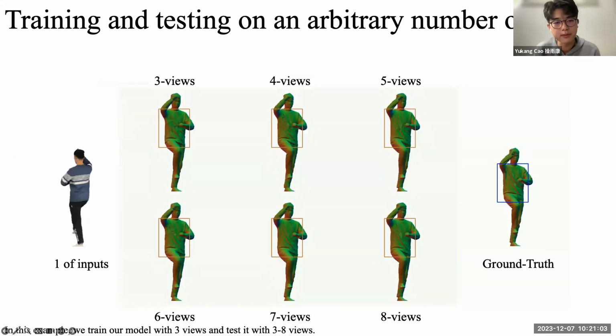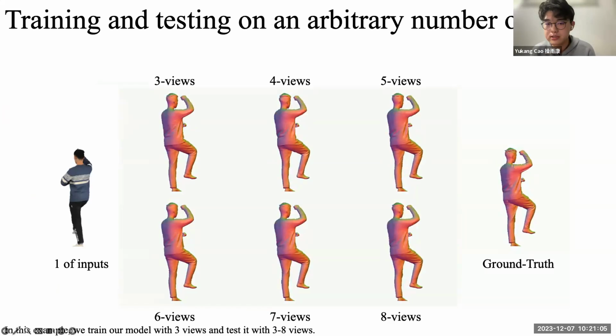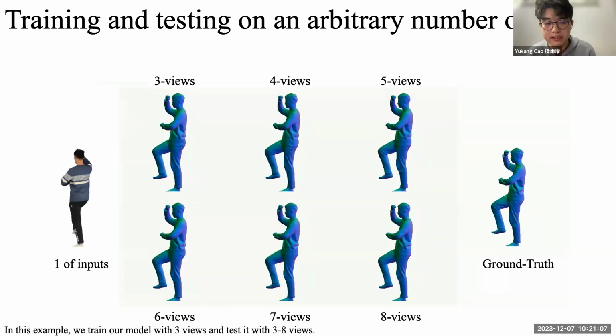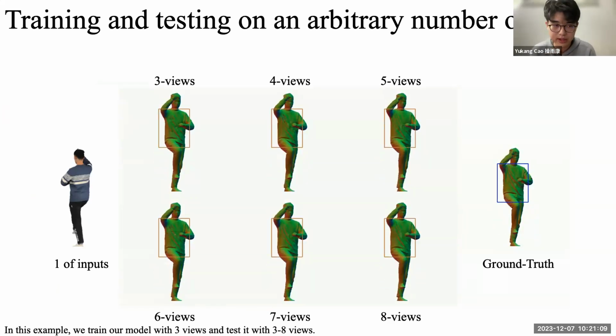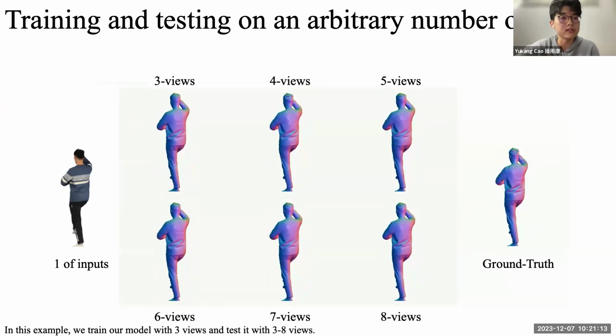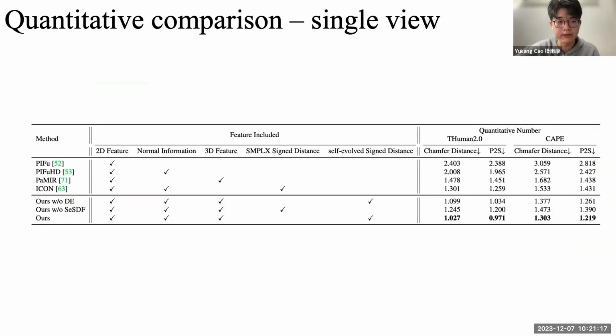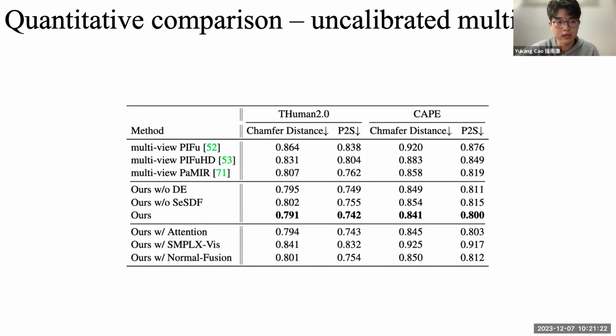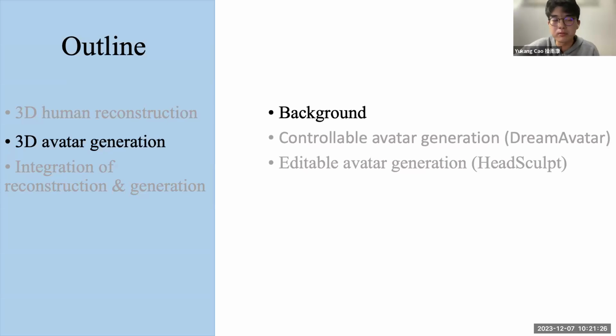Our method is flexible. It can be trained and tested with any number of views, and the number of views used in training and testing doesn't need to be the same. These are the qualitative evaluations, and here are some quantitative evaluations under the setting of both single view and uncalibrated multi-views. So that's all about the 3D human reconstruction.